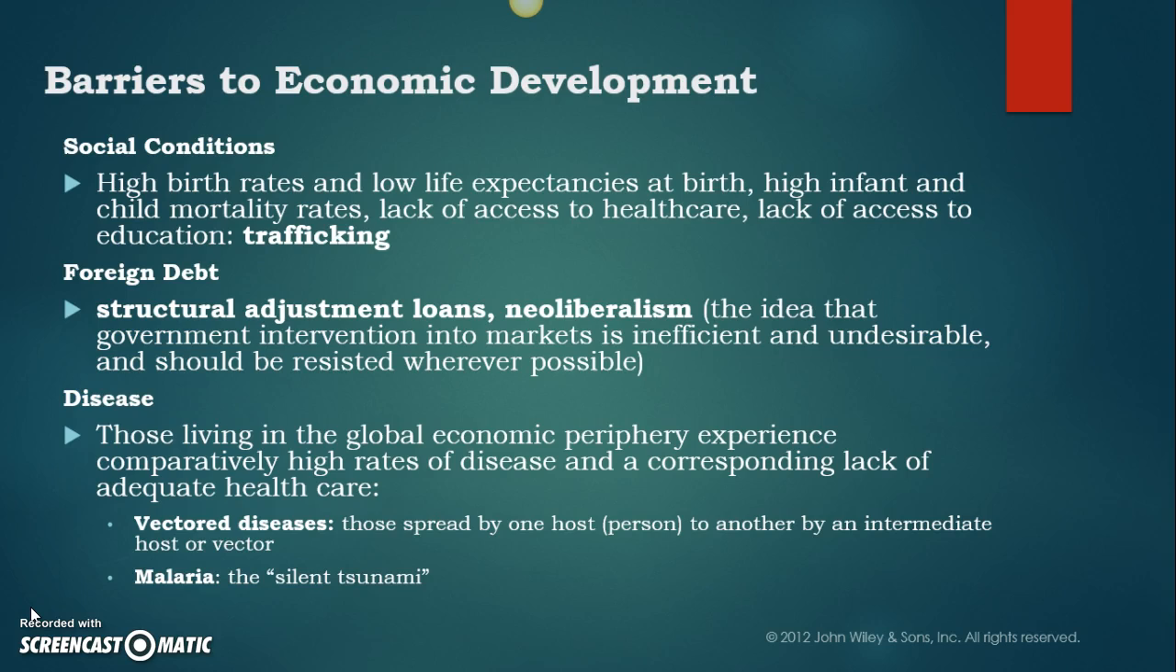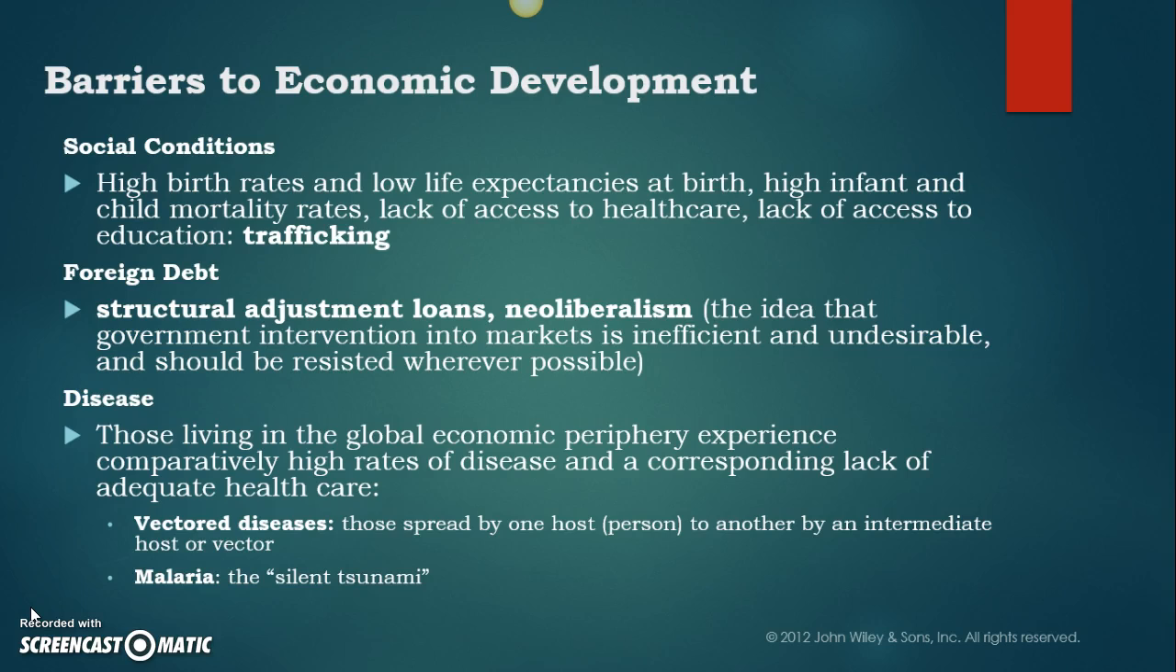Then we talk about disease, right? And people in the global economic periphery have really high rates of disease and a huge lack of access to adequate health care. And so there's a number of ways that we could address this, right? NGOs are huge. For instance, that's one of the big projects with the Gates Foundation, is to try and deal with some of the healthcare issues. And really some of it's very simple. It's very small things to be done, right?